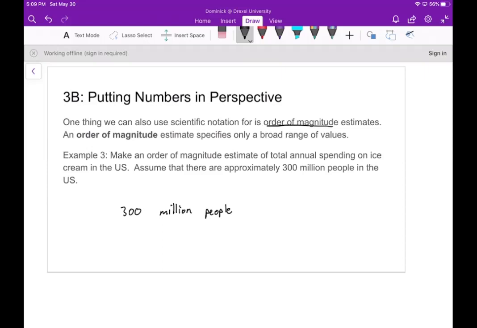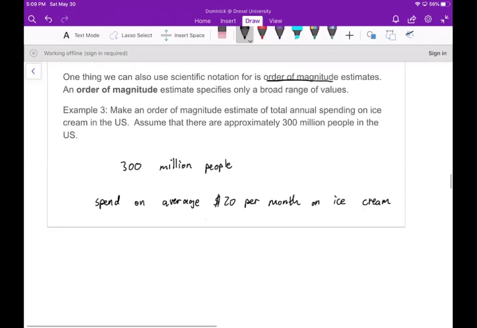So let's say on average, Americans spend let's say $20 a month on ice cream. Right, and of course you can make that more or less depending on how much you think that Americans like ice cream, but we'll just say $20 per month. So then $20 per month means that I need to multiply that by 12, and that gives me $240 per year.